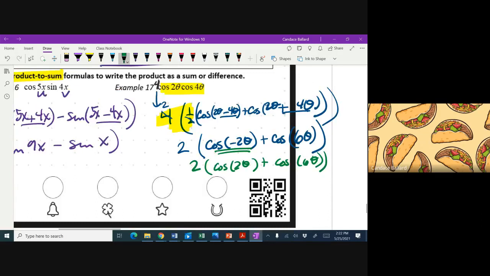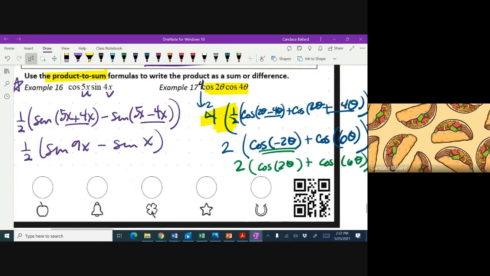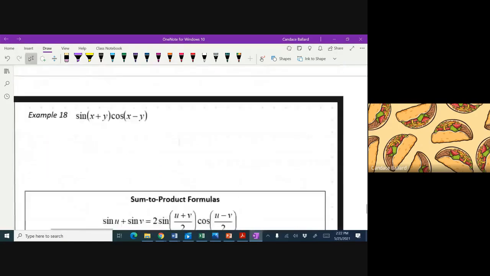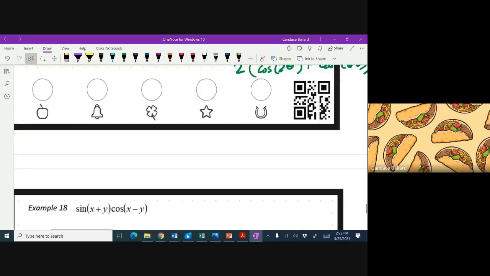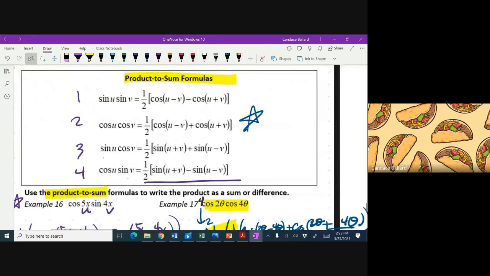All right, one more of this type. So we're going to do sine of x plus y cosine of x minus y. I'm going to scroll back up to my formula. So I've got sine times cosine. Sine times cosine. Which formula am I going to use? 1, 2, 3, or 4? What does everybody think? Which one?